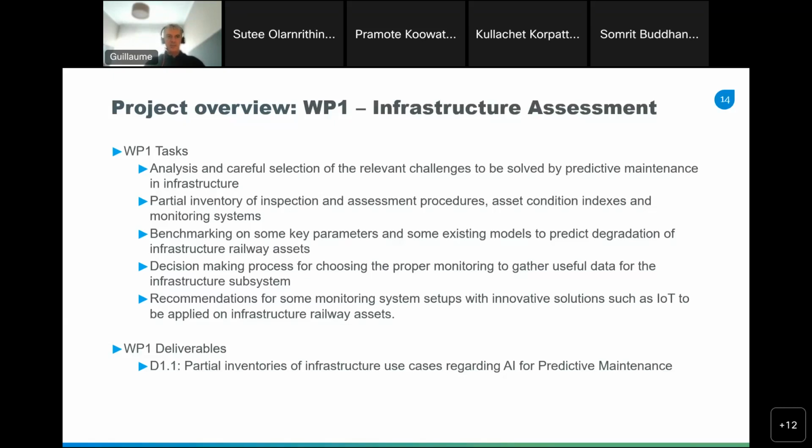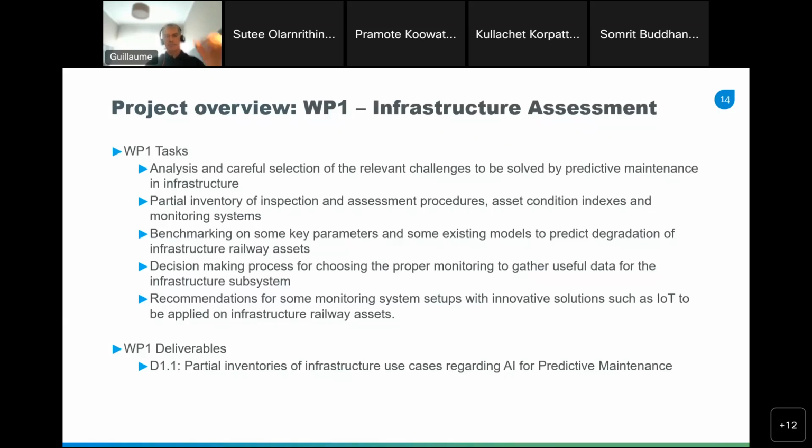The next task is about the partial inventory of inspection and assessment procedures, asset condition indexing and monitoring system. Here the materials are coming from, let's say, the consortium members. The idea is to have some kind of generic procedures. Maybe we may also have a generic procedure for both infrastructure and rolling stock domains. I think it could be, let's say, the most promising one.